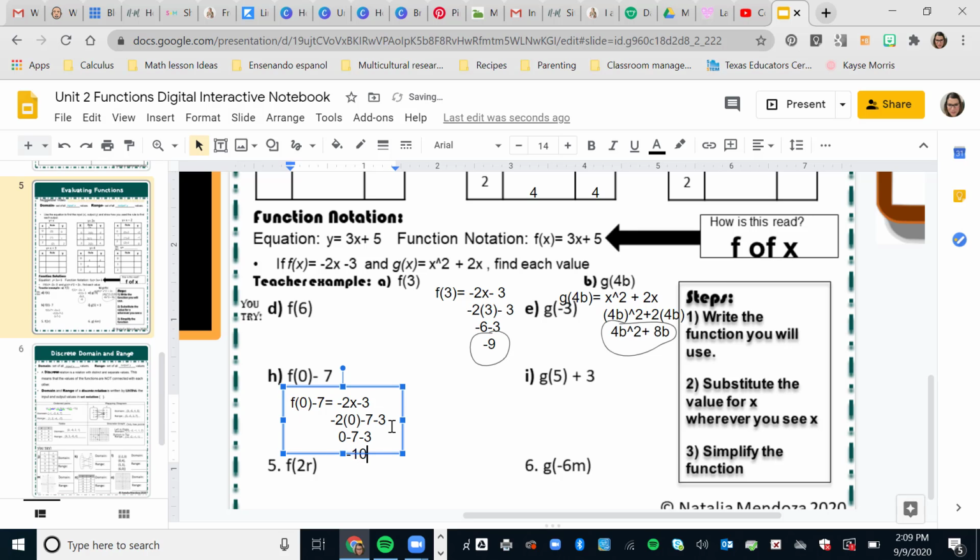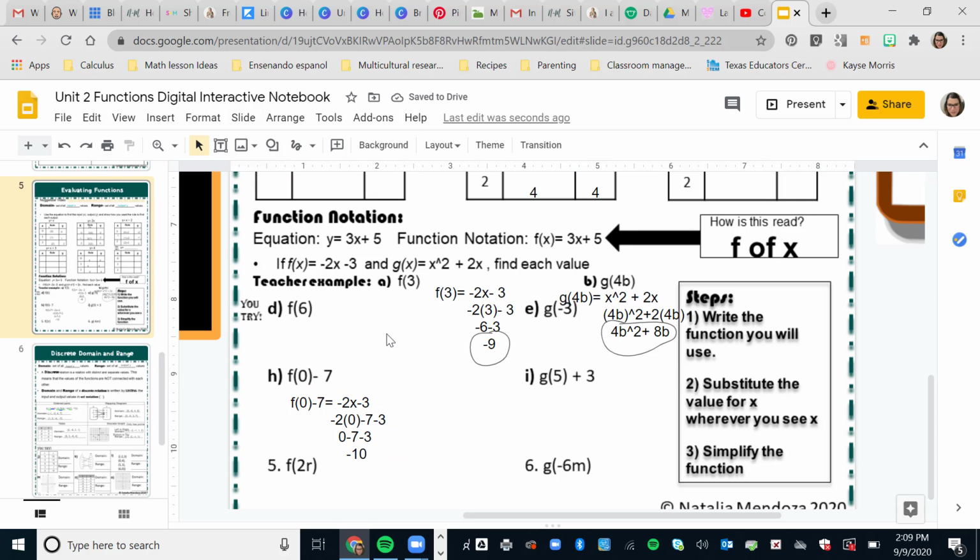So let me show that one more time because I don't want you to be confused. So that's your answer. I substitute the 0 and then I just put the -7 next to it. And so negative 2, and then I just use order of operations to simplify this. So negative 2 times 0 is 0, and then I move from left to right. 0 minus 7 is negative 7. Negative 7 minus 3 is negative 10. And that's how we get this final answer.